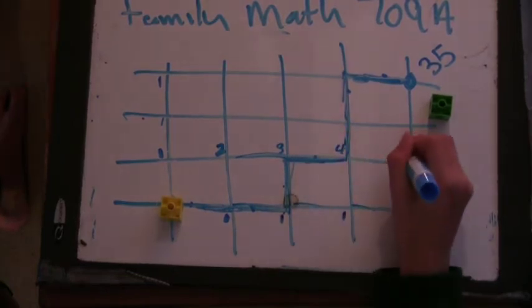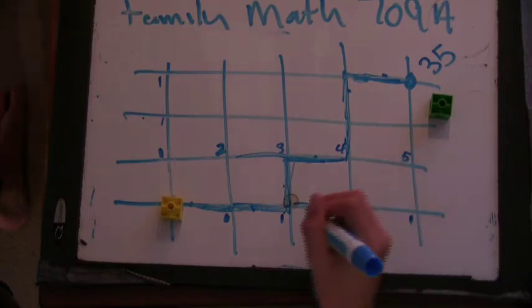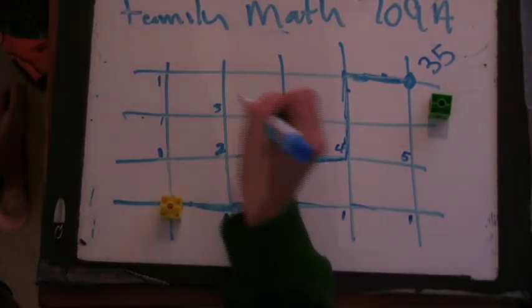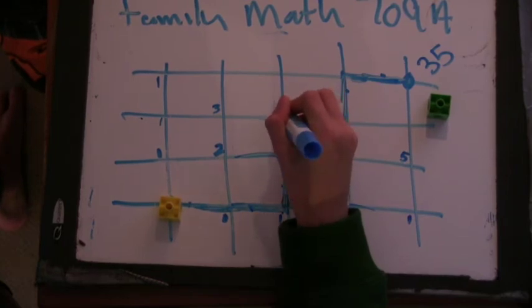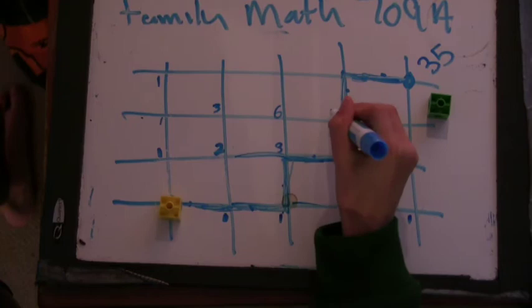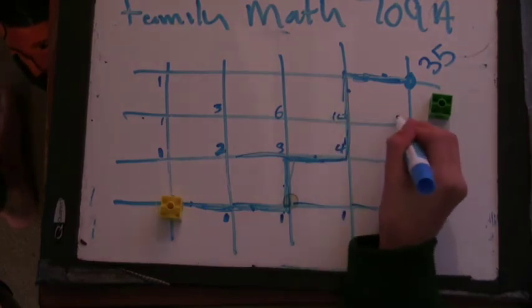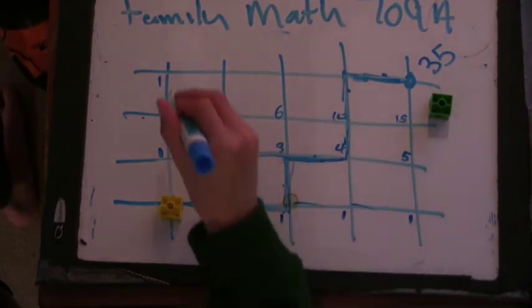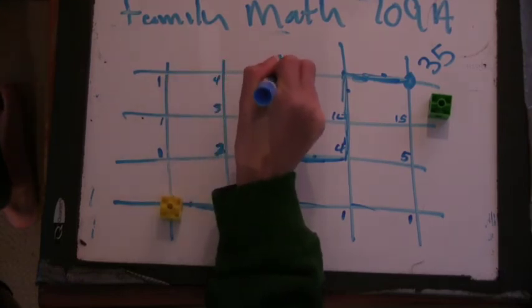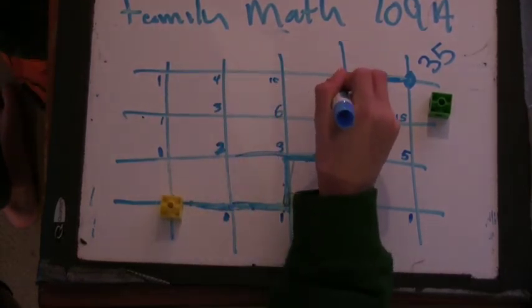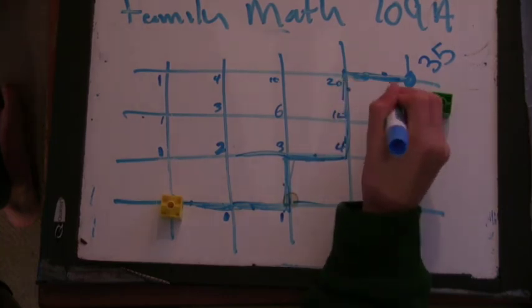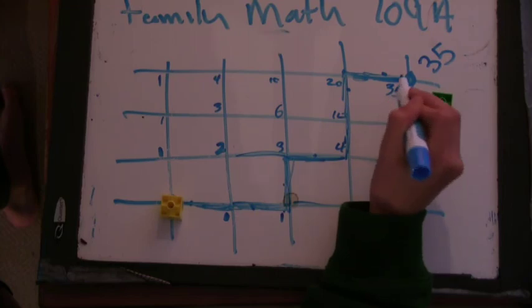So it'd be 4 for that, 5 for that. For this point, it would be 3. It would be 6, 10, 15, 4, 10, 20, and then 20 plus 15 is 35.